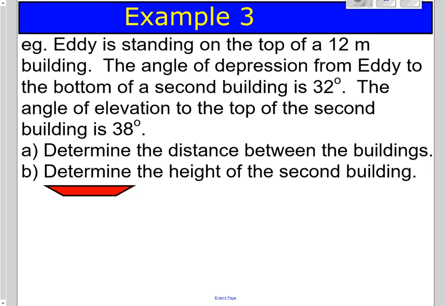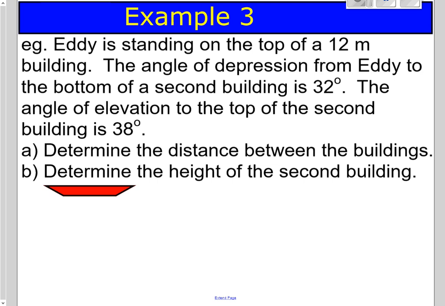is standing at the top of a 12-meter building. The angle of depression from Eddie to the bottom of the second building is 32 degrees. The angle of elevation to the top of the second building is 38 degrees. Determine the distance between the two buildings.